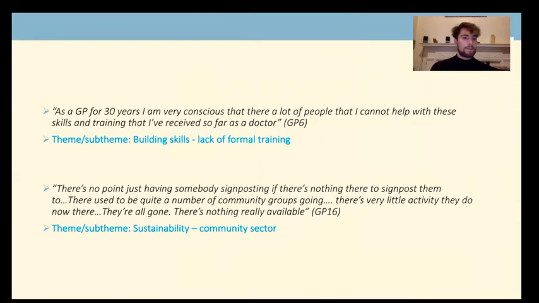As a GP for 30 years, I'm very conscious that there are a lot of people that I cannot help with the skills and training that I've received so far as a doctor. There's no point just having somebody signposting if there's nobody there to signpost them to. There used to be quite a number of community groups going. There's very little activity there now. They're all gone. There's nothing really available.